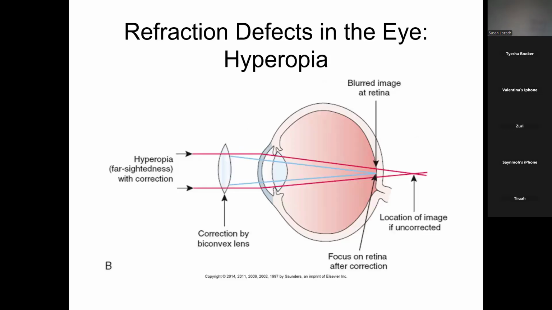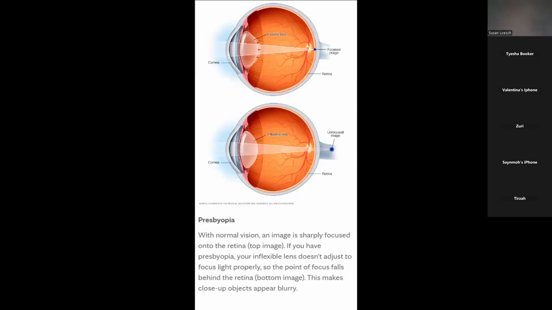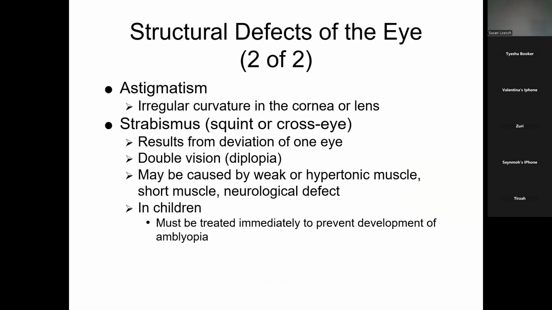Other defects that we can have. This is your presbyopia, okay? With normal vision, the image is focused on the retina. If you have presbyopia, because your lens doesn't flex, it doesn't adjust to the light properly. You see there, it's talking about it. It gives you that farsightedness, but it's caused by age and that inflexible lens. Astigmatism comes from irregular curvature in the cornea or the lens.